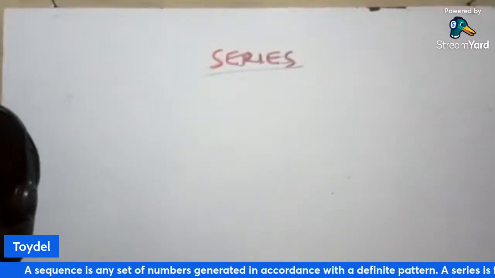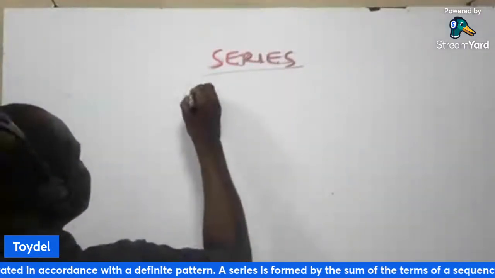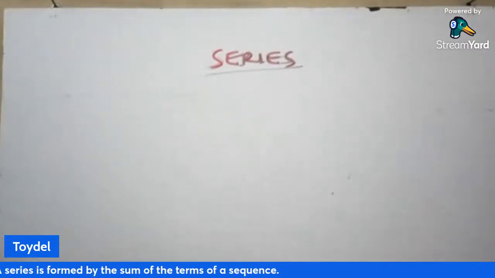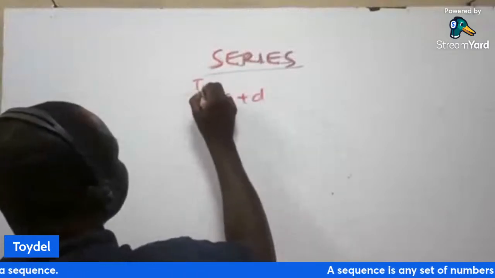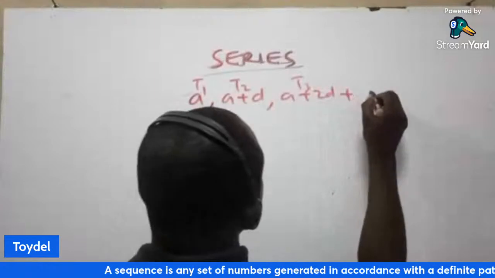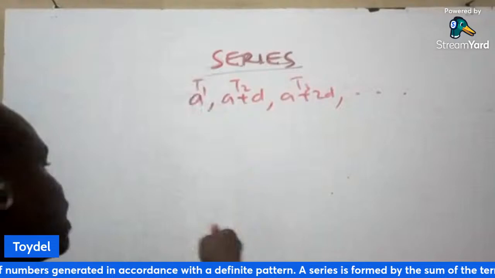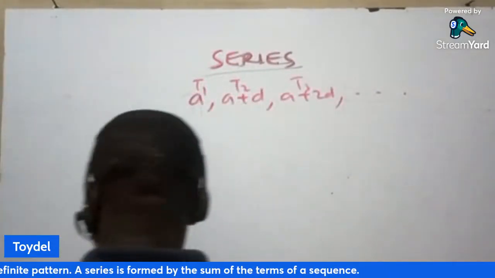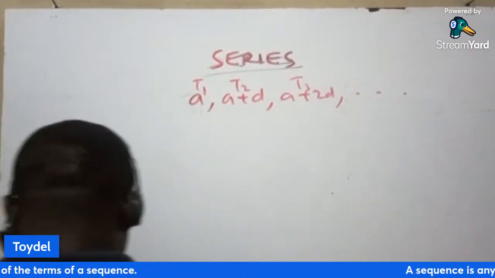For instance, in an AP where we have A, the first term as T1, A plus D, the second term, A plus 2D, the third term, and so on. If we add all the terms that we have in this sequence together, we are going to get what is called a series. A series is the addition of all the terms that we have in a sequence.